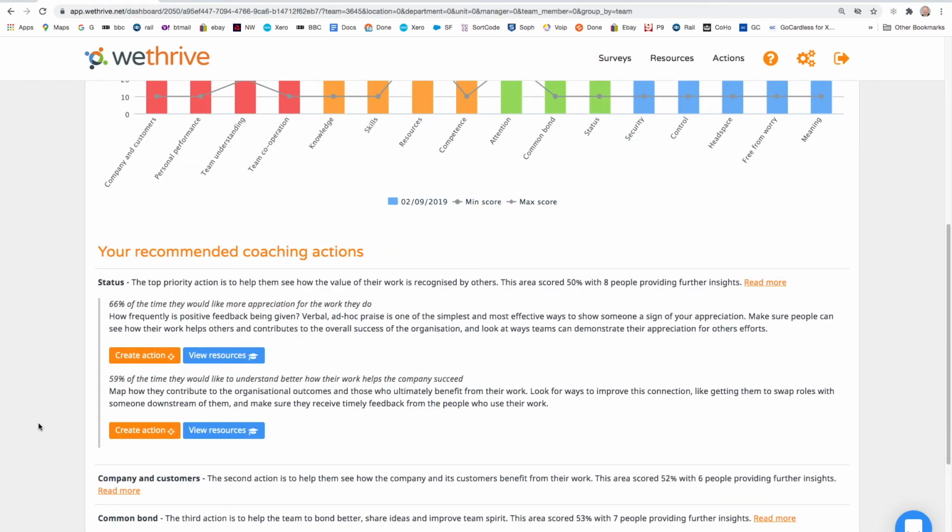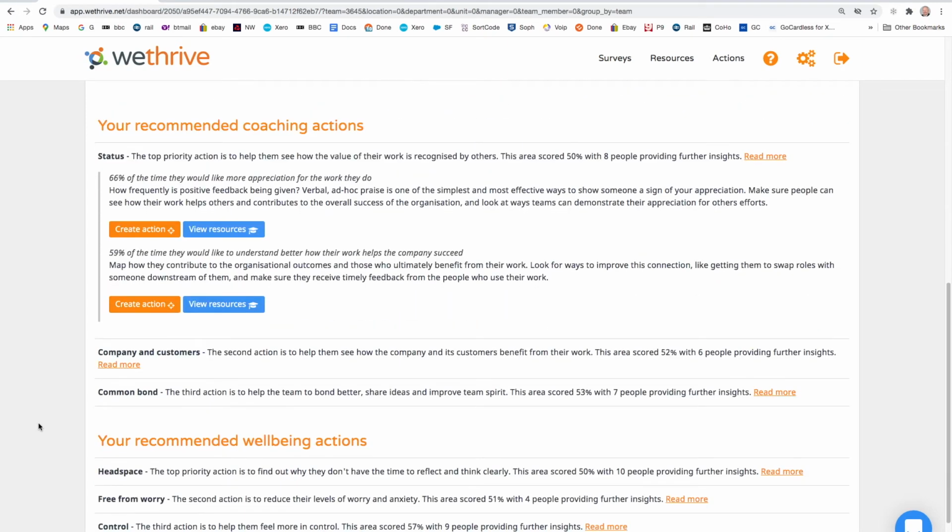Scroll down slightly and you'll find the coaching actions. Now, the system pulls out the three lowest scoring areas from the red, orange and green areas of the 4C model, the cognitive, capability and connection areas, and also the lowest scoring areas from the blue confidence section. We look at the blue section separately. These are well-being indicators as we see them. You can't directly affect these areas of work. You can't make someone feel more secure, but they're often impacted and influenced by the other areas of the model.